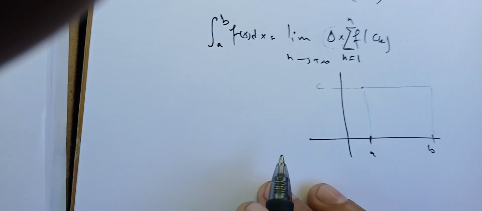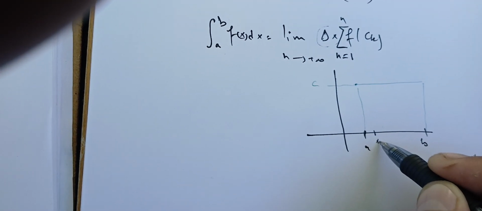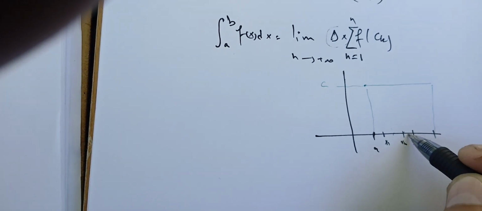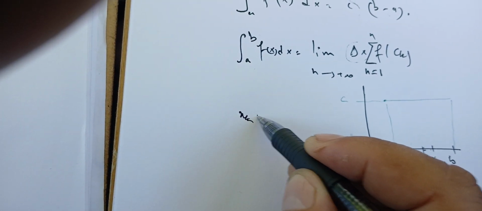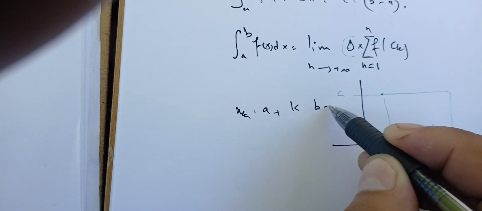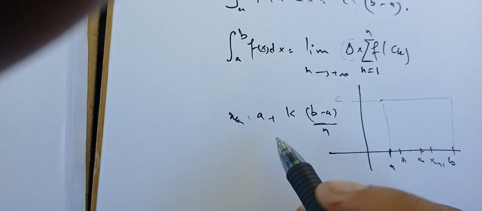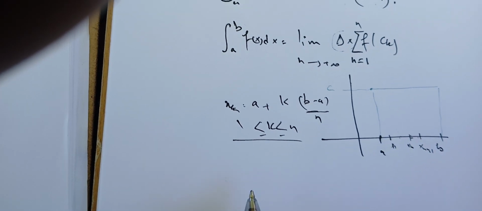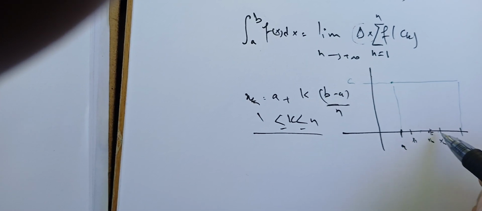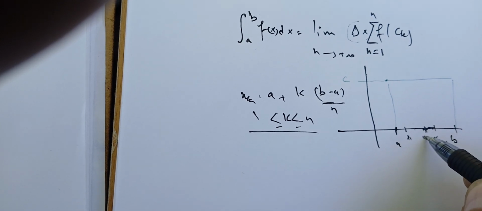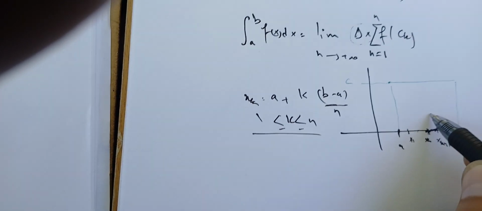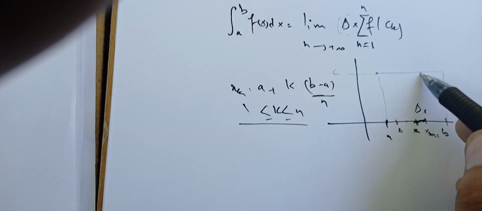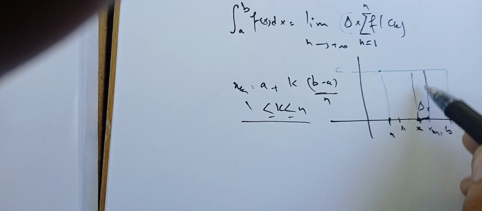But for us to use Riemann sums, we're going to do subdivisions. So this is x1, this is xk, this is xk plus 1, where the xk's are defined as a plus k times b minus a over n. These are the subdivisions. The difference between xk and xk plus 1 is what we call delta x. So we're going to split this rectangle into small rectangles and add them.